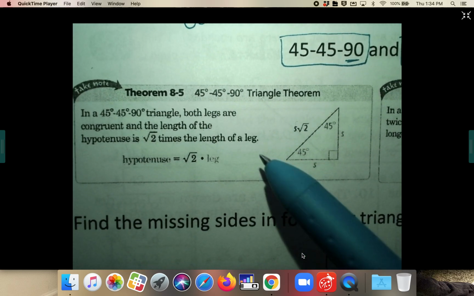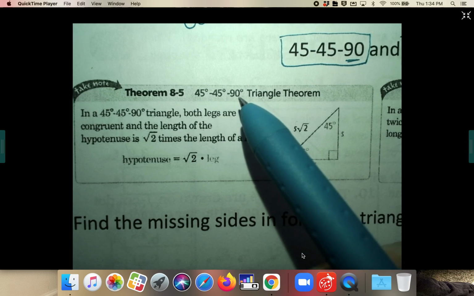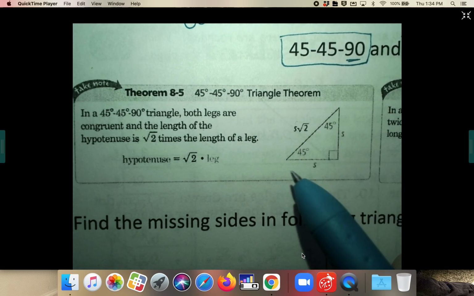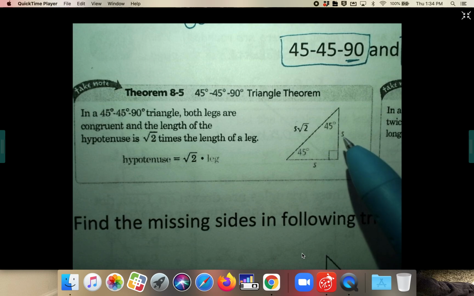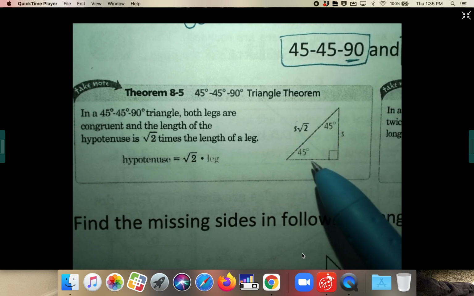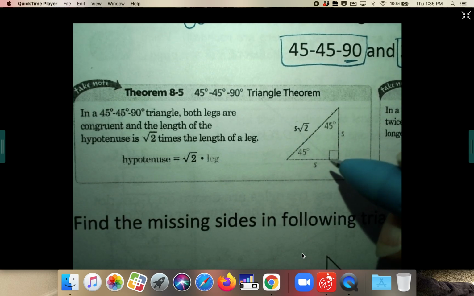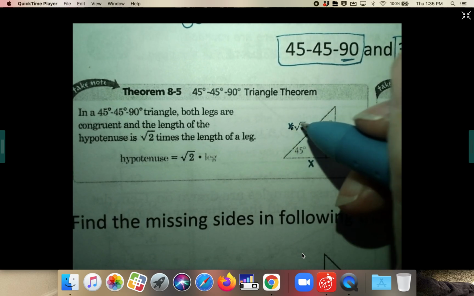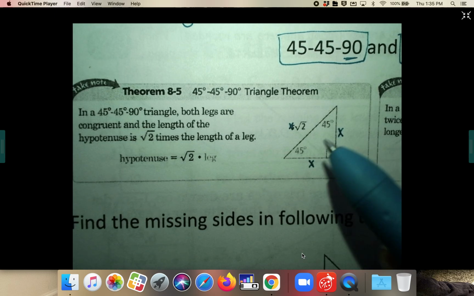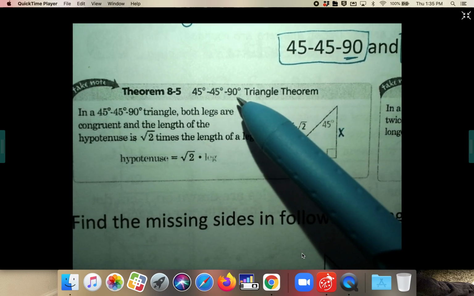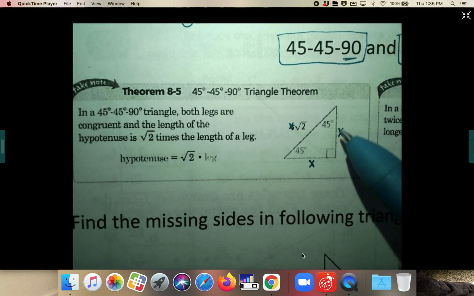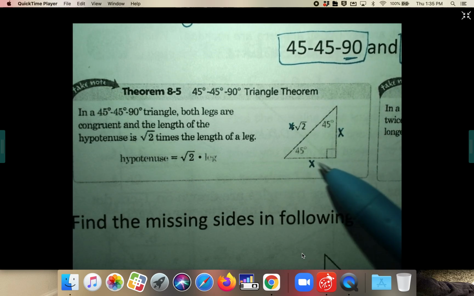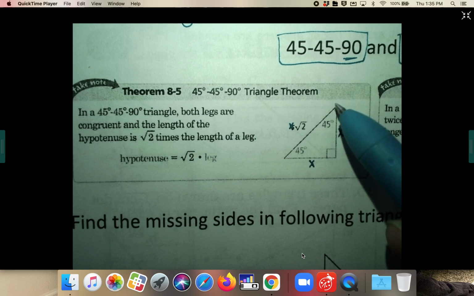So here are your notes. Here are the theorems. So in a 45, 45, 90 triangle, these are S's, and that's fine because it represents side length, S for side. I actually will usually use X, X, and X root 2. So in every 45, 45, 90 triangle, the two side lengths that make up the right angle are called the legs. Just like in the Pythagorean theorem, these are your two legs, but the legs are the same length.